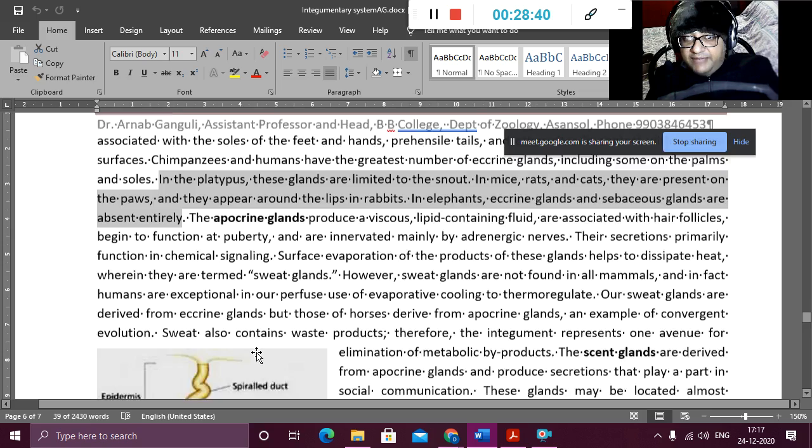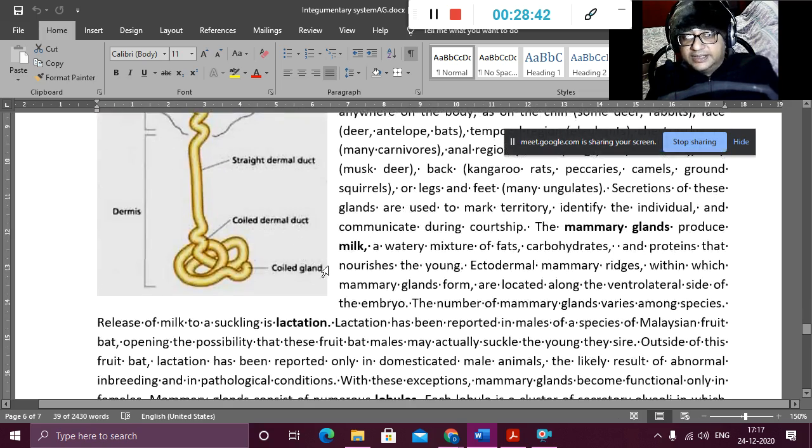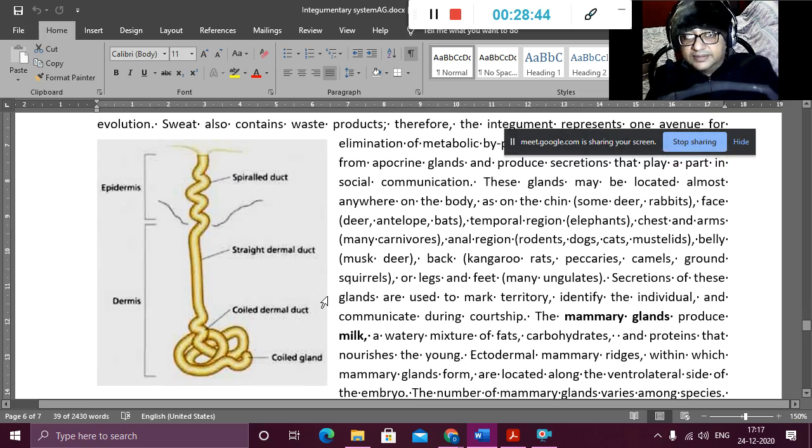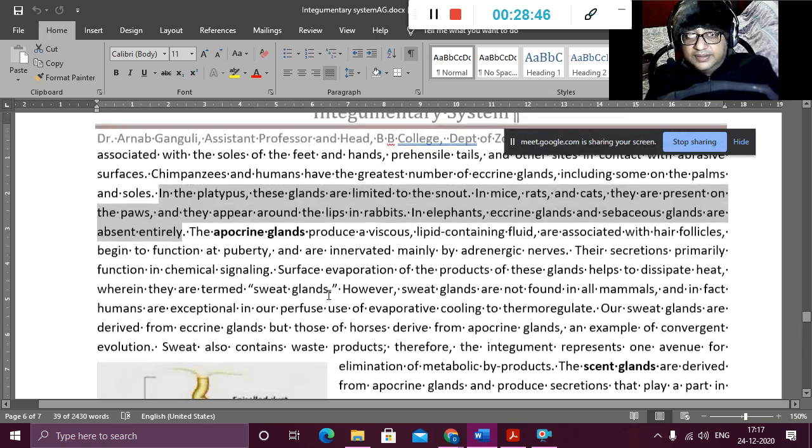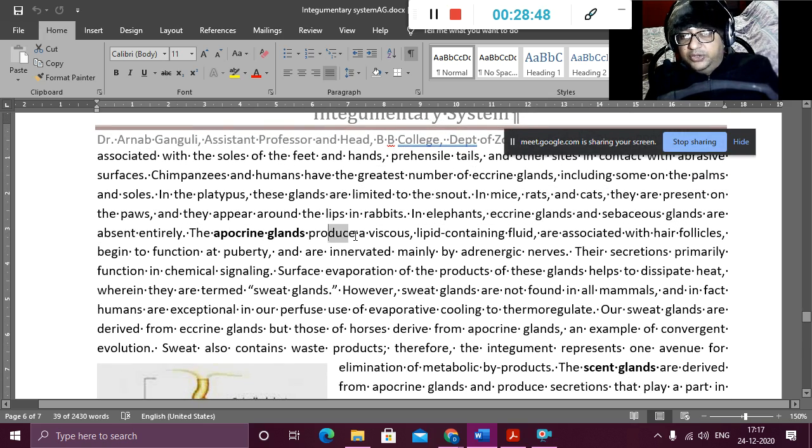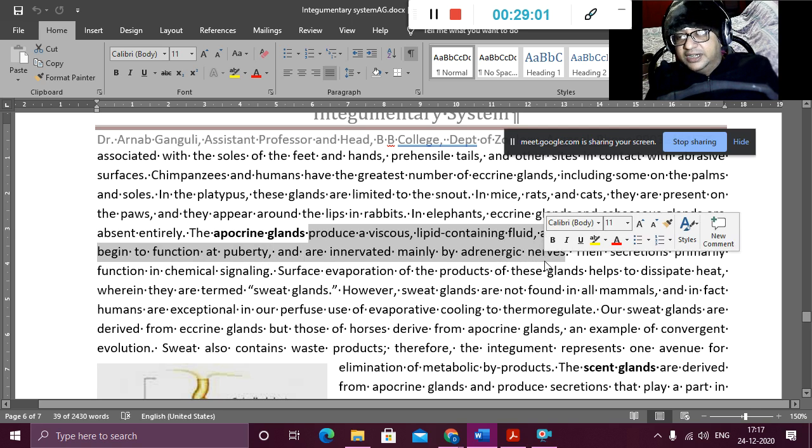So then we have the apocrine glands. They produce a viscous liquid containing fluid and are associated with hair follicles, begin to function at puberty and are innervated mainly by adrenergic nerves.